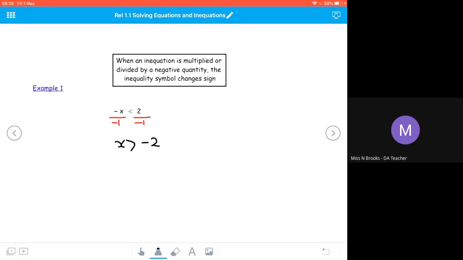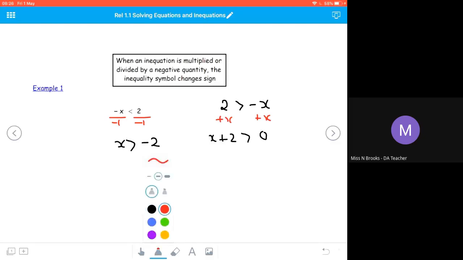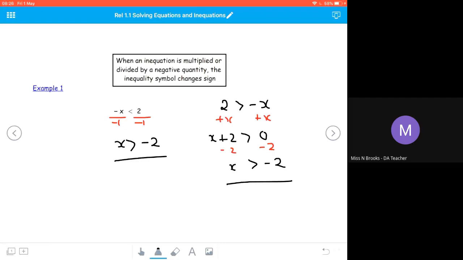Now, the other way of looking at it is if I rewrite this original inequation as 2 is greater than negative x. If I add x to both sides, I'm going to get x plus 2 is greater than 0. If I then take away 2 from both sides, I'm going to get x is greater than negative 2. And you can see that I've solved it in a slightly different way, but I've ended up with exactly the same solution.